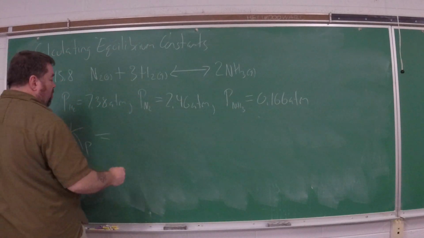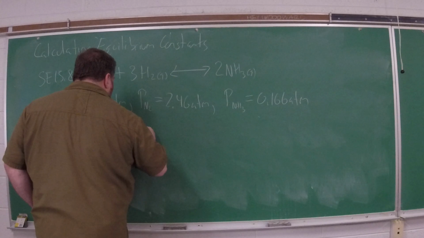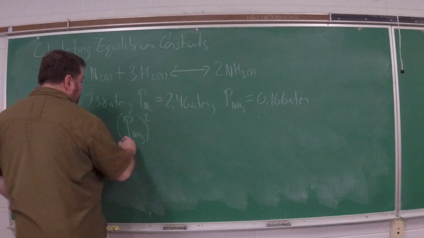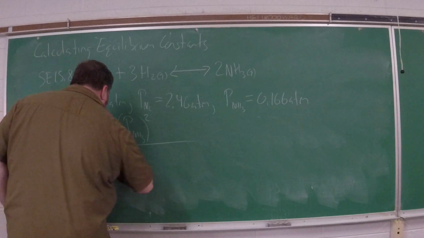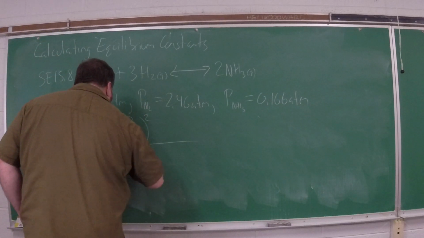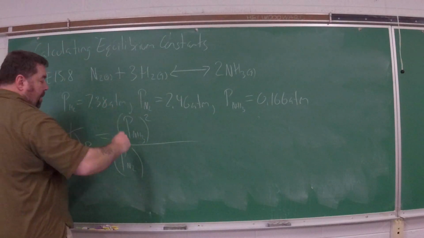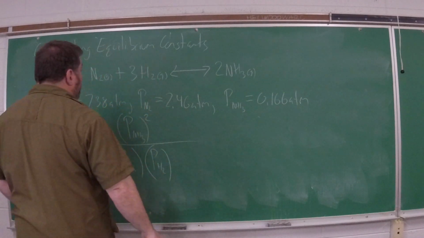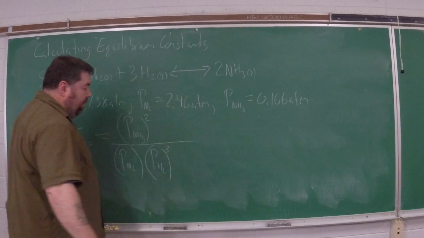Kp, again, products over reactants. Partial pressure of NH3 raised to its stoichiometric coefficient, which is 2. Partial pressure of N2 raised to its stoichiometric coefficient, which is 1, and then the partial pressure of H2 raised to its stoichiometric coefficient, which is 3. Right?